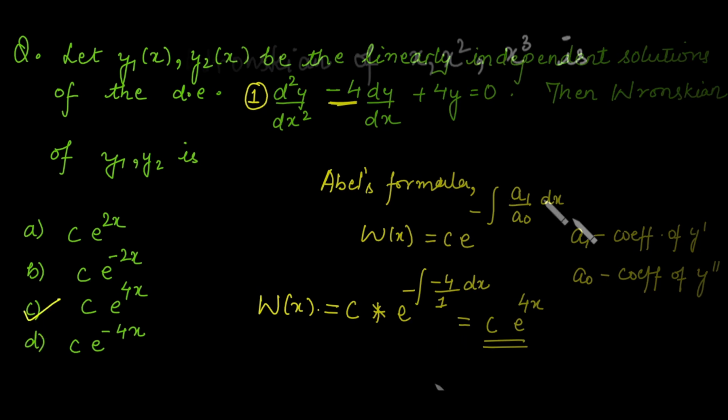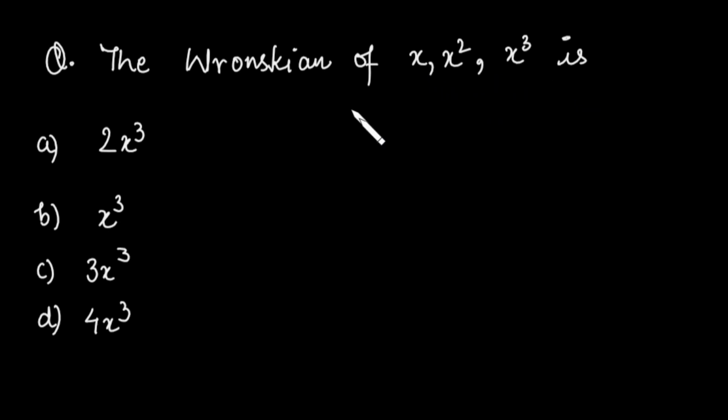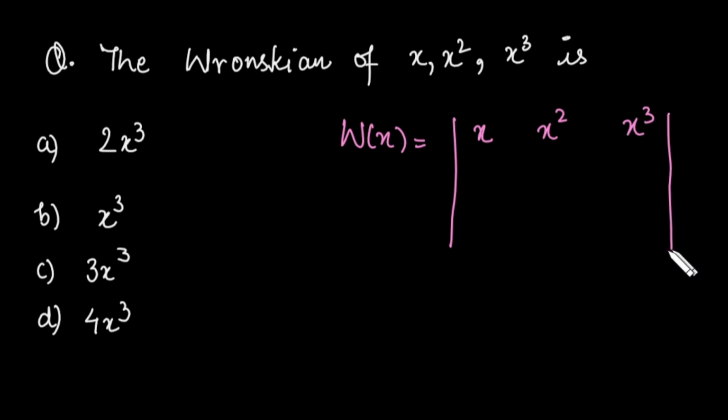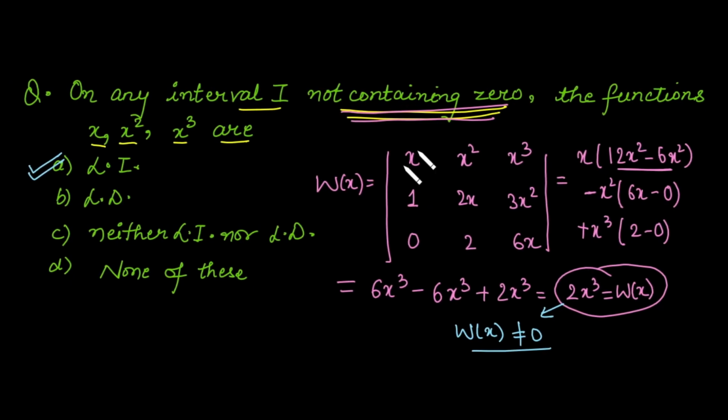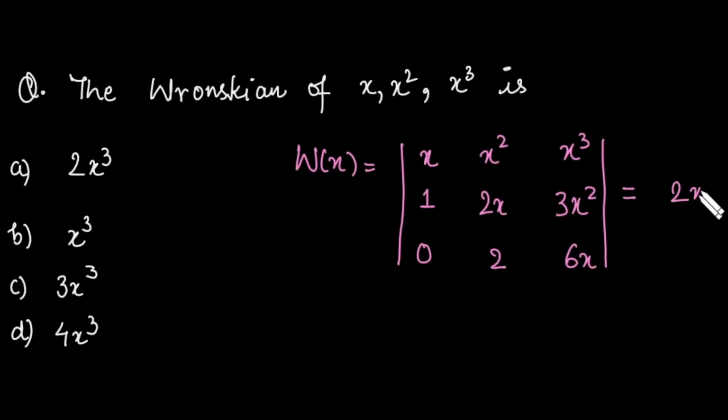Next question is the Wronskian of these three functions. So it is calculated as the determinant of x, x square, x cube. Three functions are there, so a 3 by 3 matrix. What is its derivative? 1. Further derivative 0. Derivative of x square is 2x. Its further derivative is 2. Derivative of x cube is 3x square. Its derivative is 6x. We have already calculated the Wronskian of this one in the example. In this case the Wronskian is equal to 2x cube. So we can write this is equal to 2x cube, and the final answer is option A.